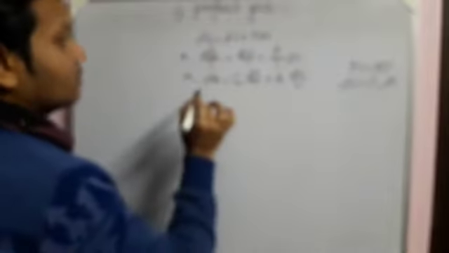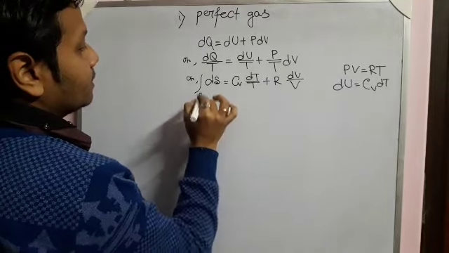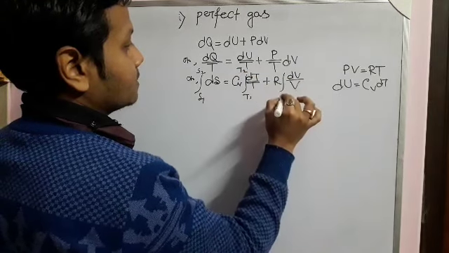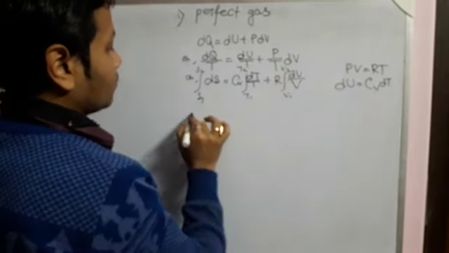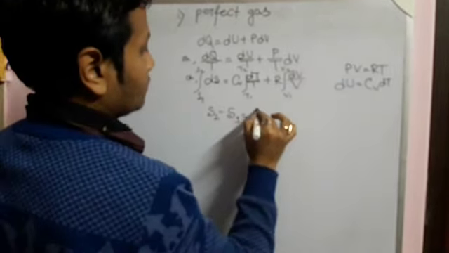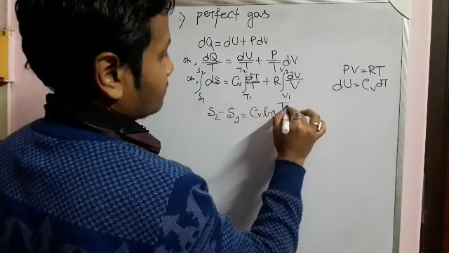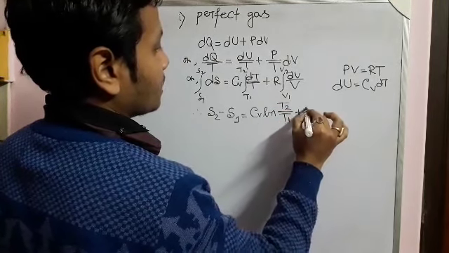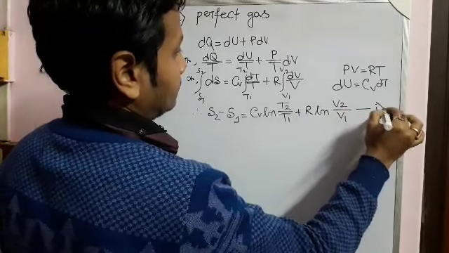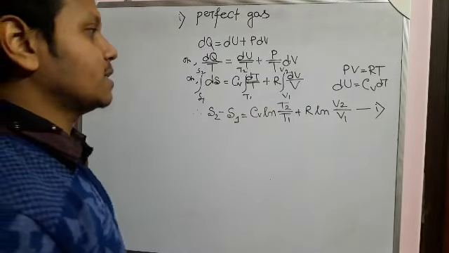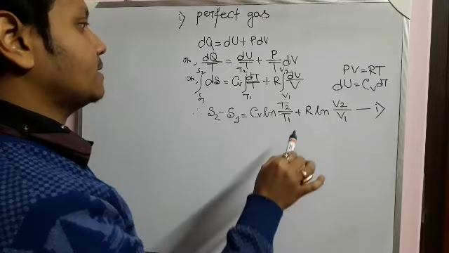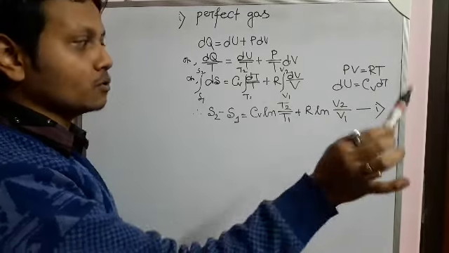Okay. So if you integrate this expression within the initial and final states, that means T1 to T2 and V1 to V2, then what we get? We get S2 minus S1 equals Cv ln T2 by T1 plus R ln V2 by V1. So this is the general expression, one expression. Now this expression we can simplify; this equation can be written in terms of Cp also.